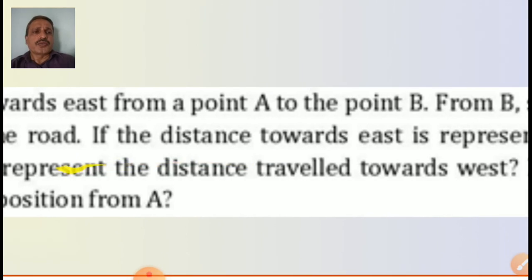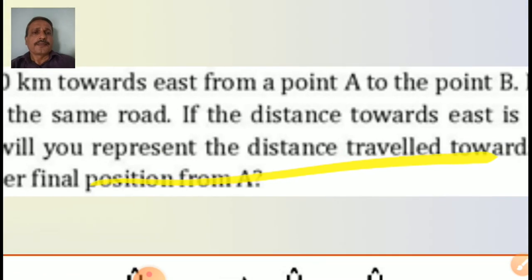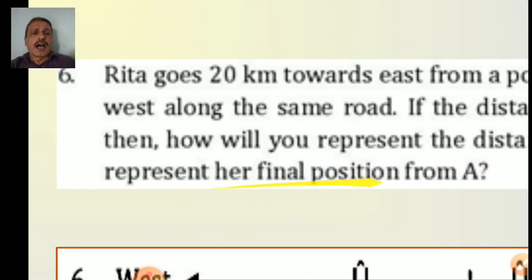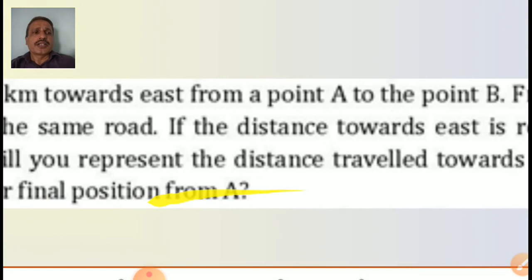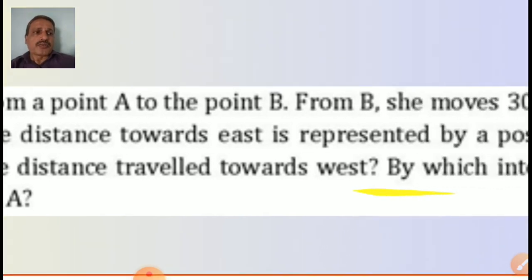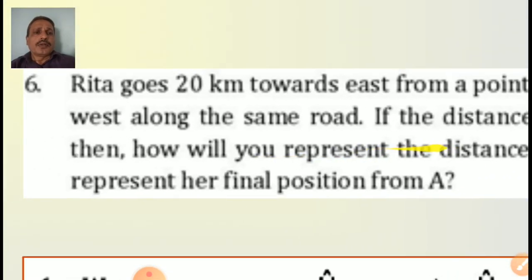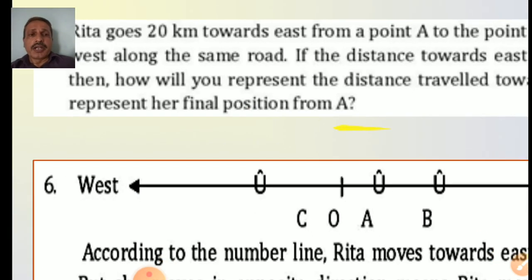If the distance towards east is represented by a positive integer, then how will you represent the distance traveled towards west? Same way, deposit and withdrawal, positive and negative numbers. By which integer will you represent her final position from A? So students, you can take the help of a number line. See, this is a practical life problem. You can draw it very easily.